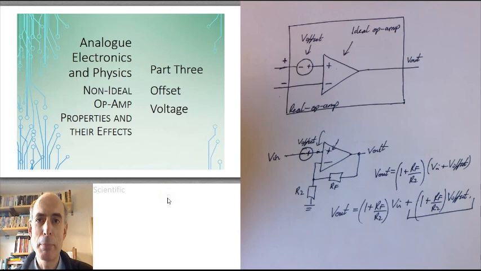That's all I need to say about offset voltages. Next time, we'll have a look at the effect of the finite output impedance.